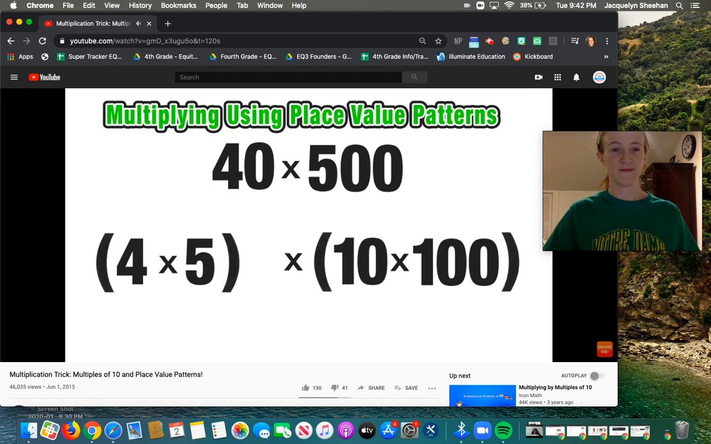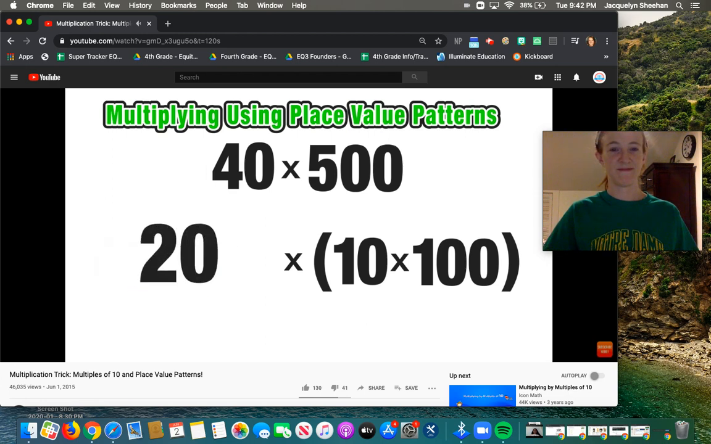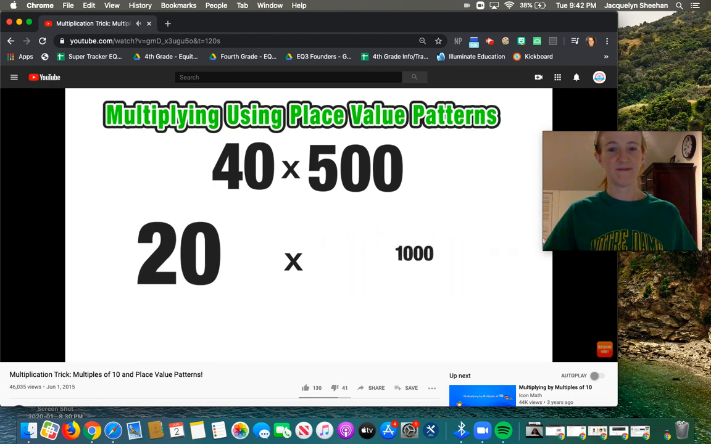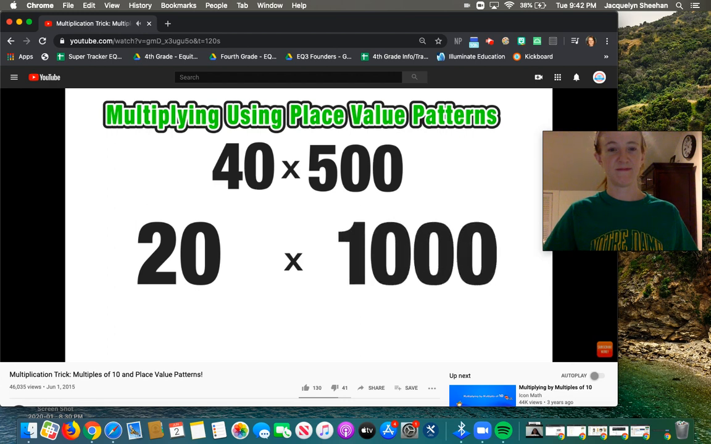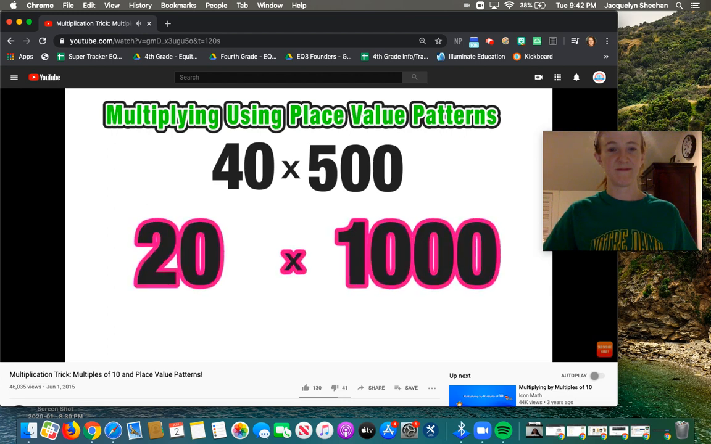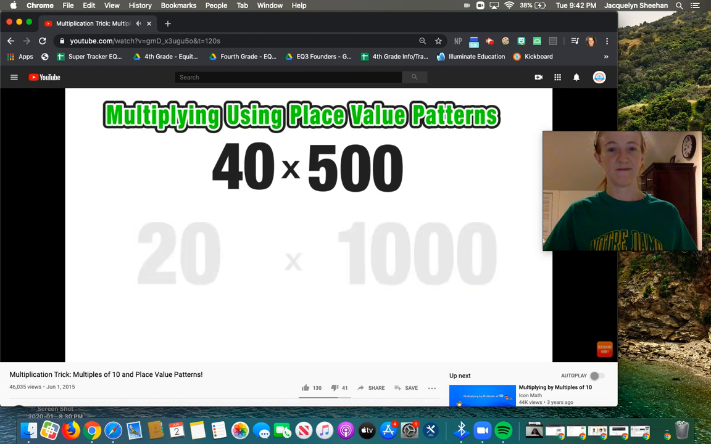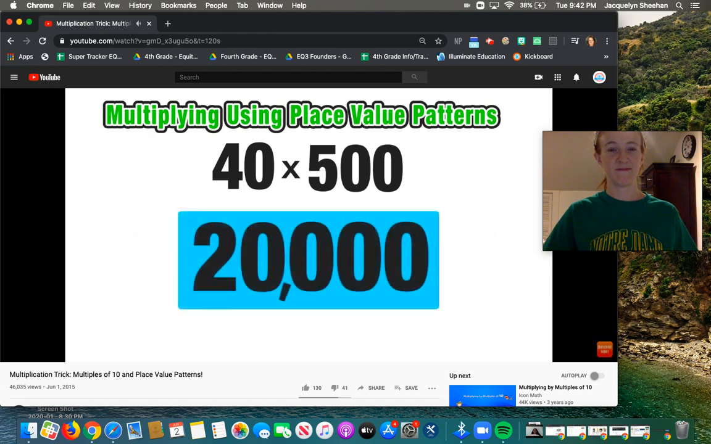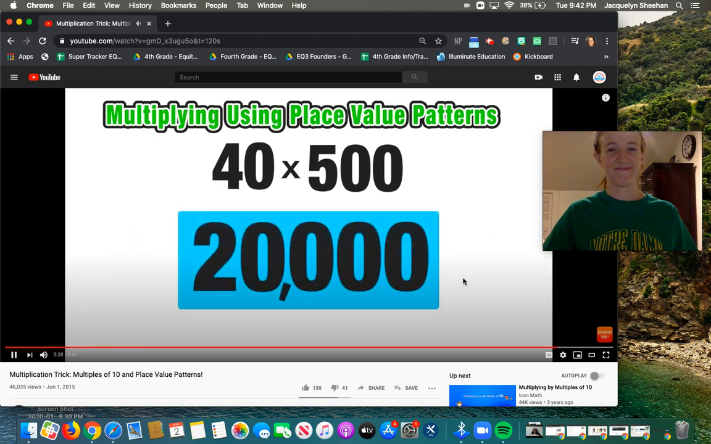Now, over on the left side, we have a simple product of 4 times 5, which we've done several times before in this lesson, and we know is 20. Over on the right side, we have 10 times 100, which we know equals 1,000. And to find the final product here, we just have to multiply 20 times 1,000, which we know is equal to 20,000, which is the product of 40 and 500.